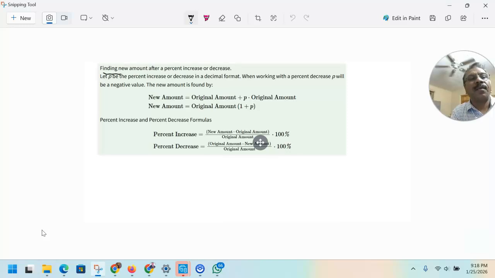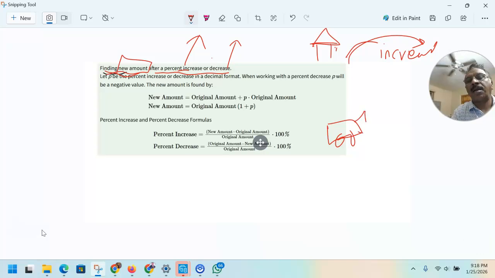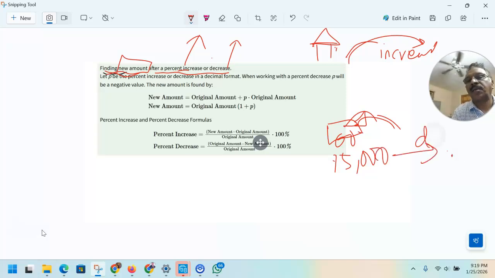Here are the formulas for how to find the new amount after a percent increase or decrease. We will always see percent increase or decrease. Maybe the price of the house increases every year by some percentage, say 15. Or you buy a car, maybe $15,000, and after 1 year it goes down, so it decreases. So it depends on what the percent increase or decrease is. That's the question here, so we'll see each time.